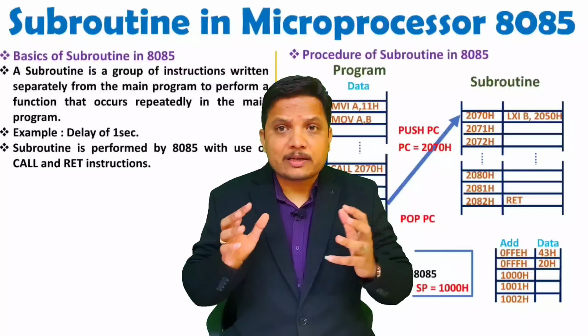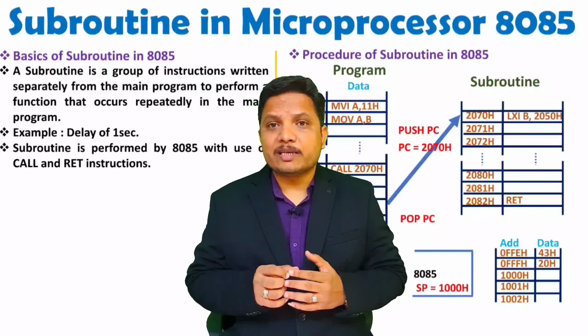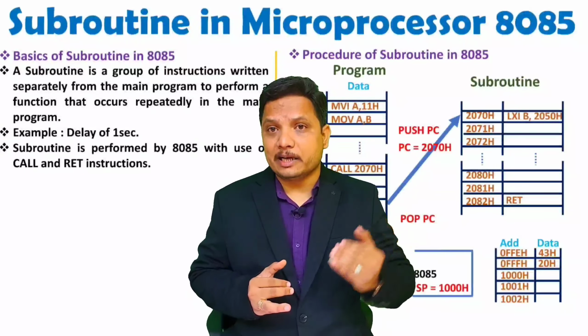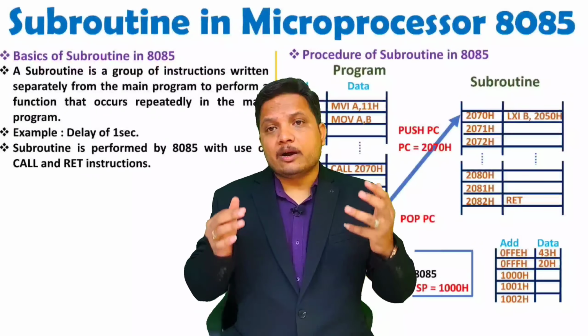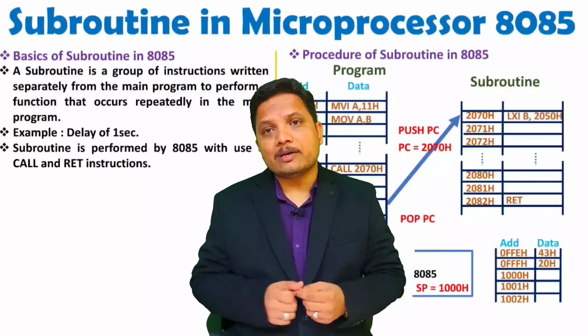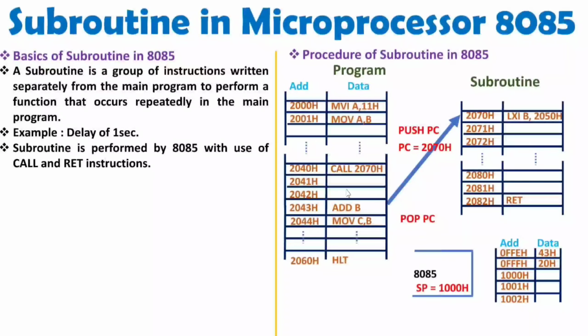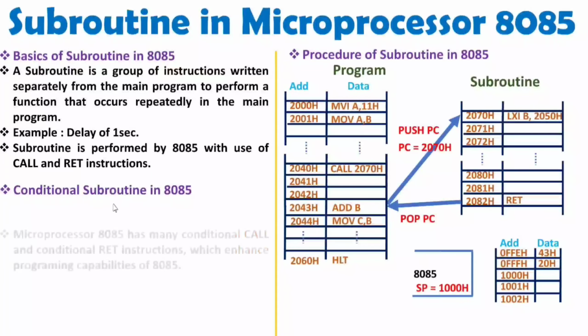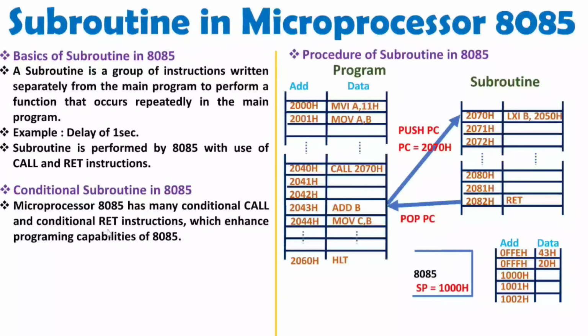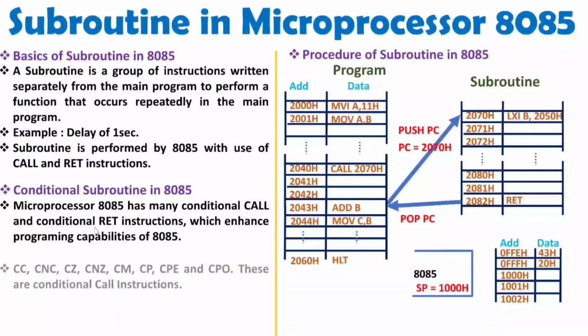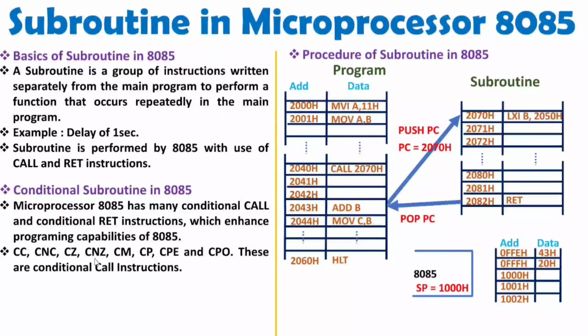Now there are a few instructions also available with the microprocessor regarding conditional call and conditional return, which enhance the programming capabilities of the microprocessor. Let us try to understand that step by step. With the 8085 microprocessor, conditional subroutines are also something we can use. For conditional subroutines, we have conditional call and conditional return instructions available with the 8085, like CC, CNC, CZ, CNZ, CM, CP, CPE and CPO. These are conditional call instructions.